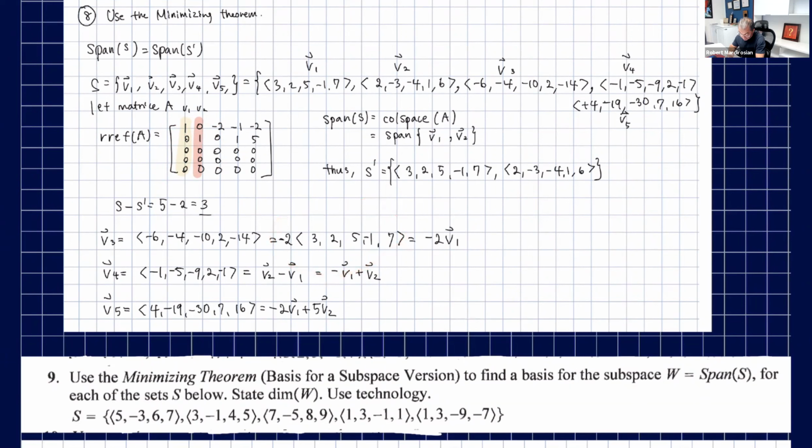Now V4 is this vector, which is the same thing as negative 1 times that. It's going to give us negative 1, and 1 times the second one is going to give us that.